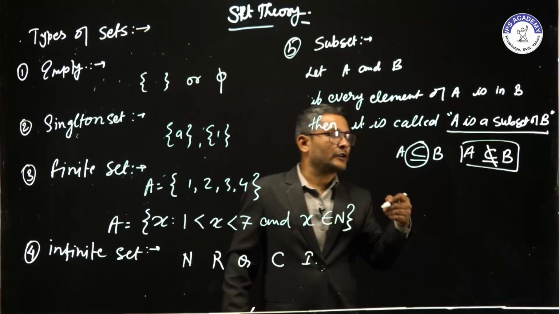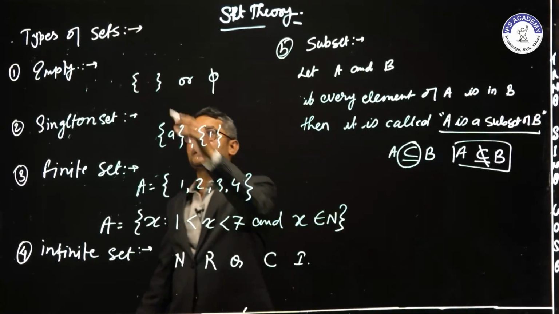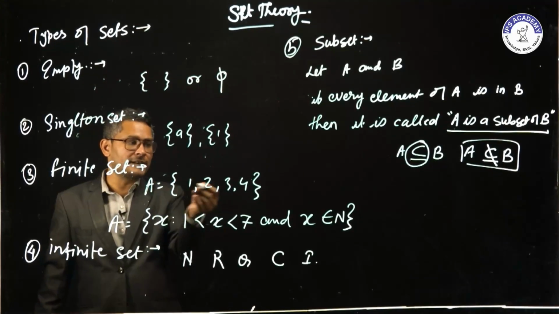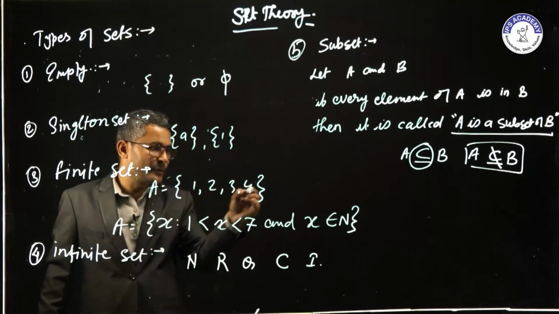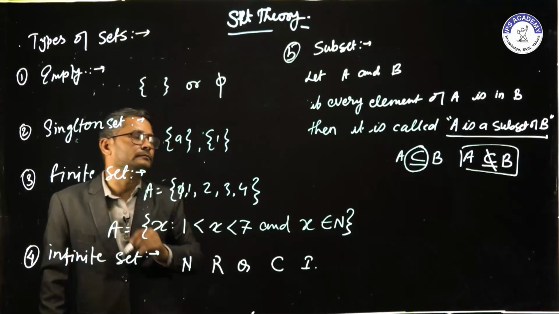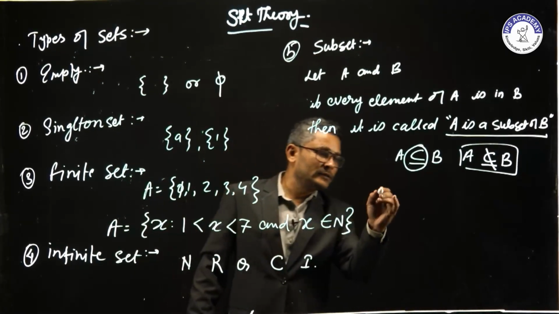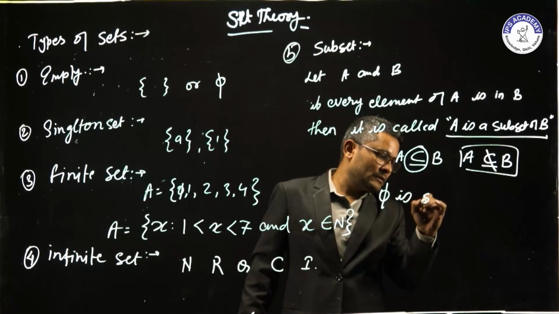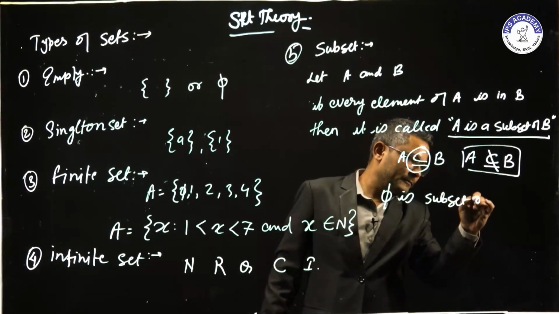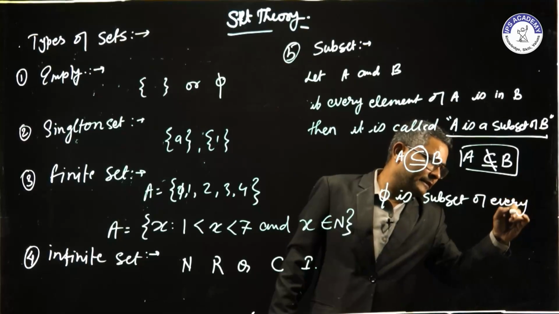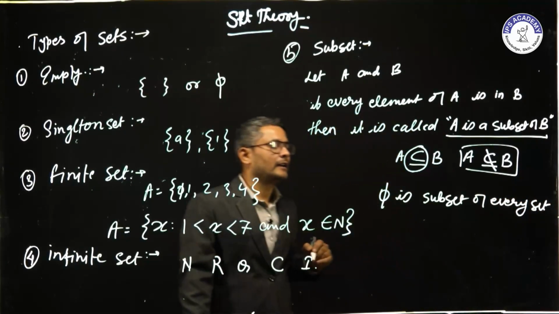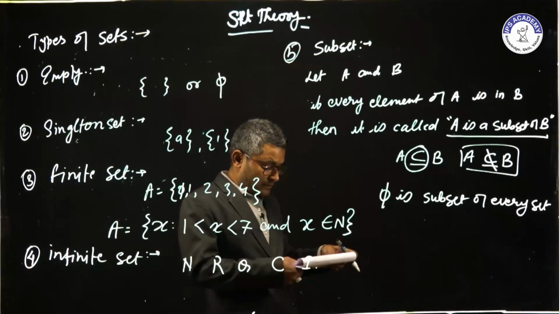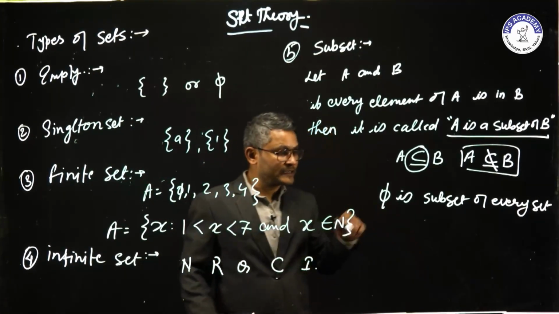The empty set is a subset of all sets. That means whatever the set you see here, for example a finite set, if you want to find the subsets of this finite set, there must be phi also. Phi is a subset of every set, and the empty set is a subset of itself.